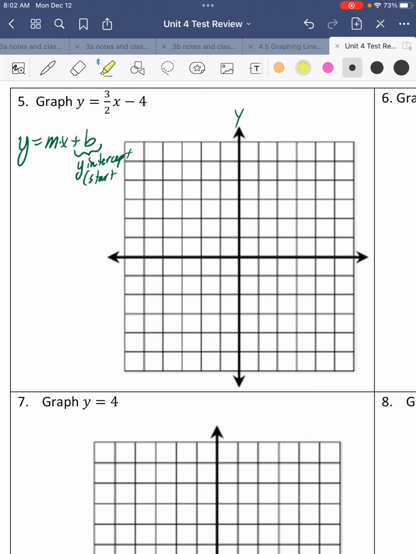And we're on the y-axis, so we're looking right along the y-axis here. In this case, our y-intercept is -4. So we're going to go on the y-axis. We're going to go down 1, 2, 3, -4, and put a point. That is our starting point, our starting coordinate.